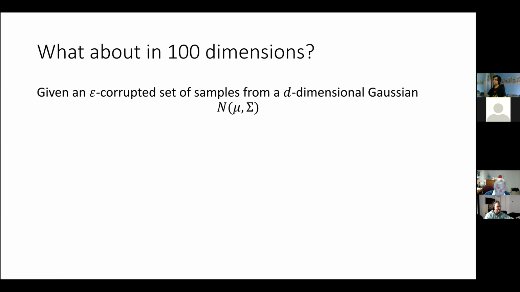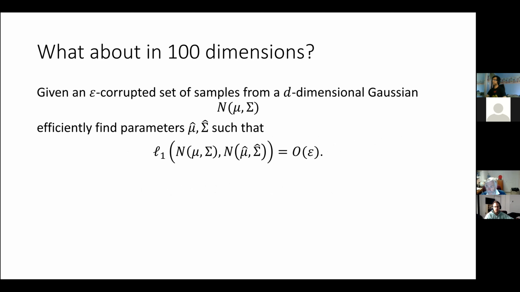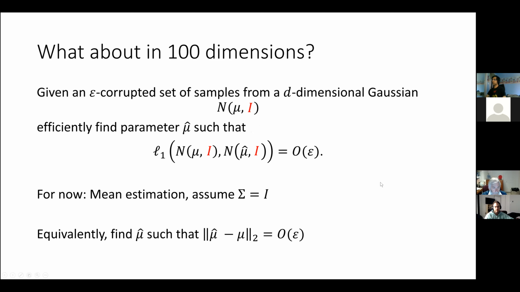So let's see what the problem is in this setting. We're given epsilon corrupted samples from, say, a d-dimensional Gaussian. And we want to efficiently find parameters mu hat and sigma hat, again proxies for the true mean and covariance, such that the total variation distance, or L1 distance, is O of epsilon. And in fact, today, we're going to make it even easier, just to keep things simple. We're going to assume that the covariance is equal to the identity. We can handle the unknown covariance case, but this would get too technical for a talk like this, so we'll keep it nice and easy. We can talk more offline about how to handle the unknown covariance case.